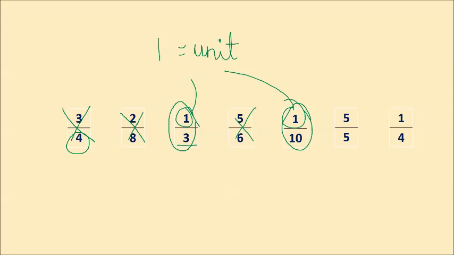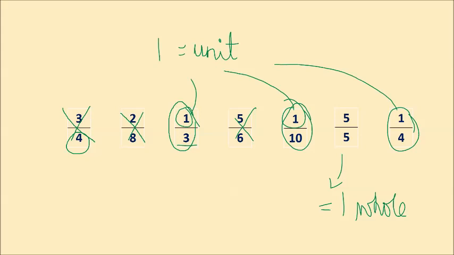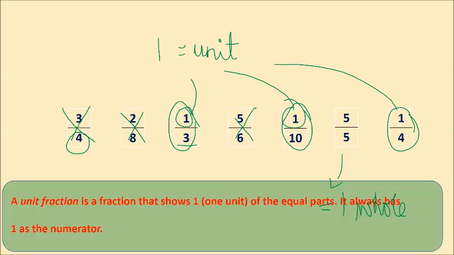5/5 is not a unit fraction, however it is equal to 1 whole, because it's 5 out of the 5 equal parts. It's all of it. It's the entire thing. That's 1 whole. So that was that extra challenge question. And last but not least, we've got 1/4, which is also a unit fraction. So well done if you remembered that. A unit fraction is a fraction that shows one unit of the equal parts.